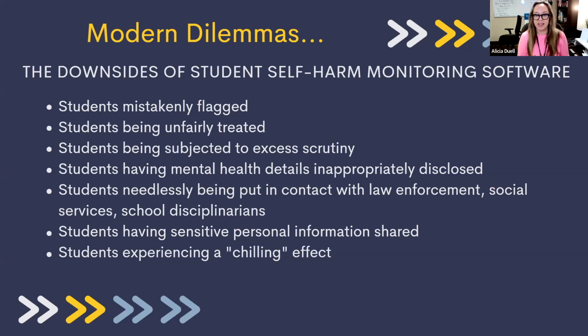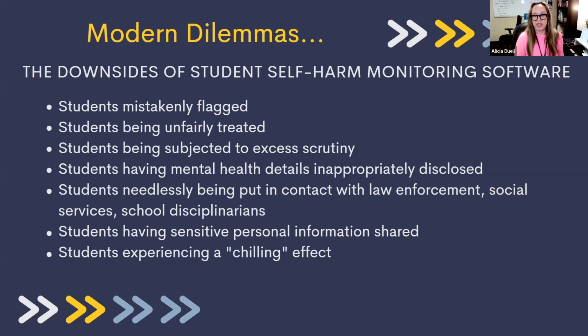So the downsides of student self-harm monitoring software. Students can be mistakenly flagged. They might be doing a report on Sylvia Plath and have been researching suicide or self-harm. Students can be unfairly treated. If adults find out what they were flagged for, students could suffer unintended consequences. Students can be subjected to excess scrutiny: with this kid, we know he was looking this up, so we need to watch him. That's not the intended use of these programs, but it can happen.